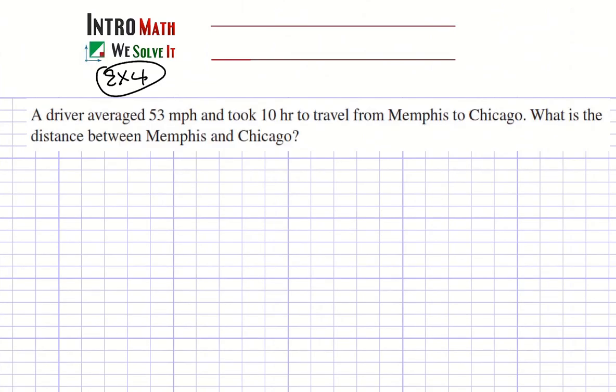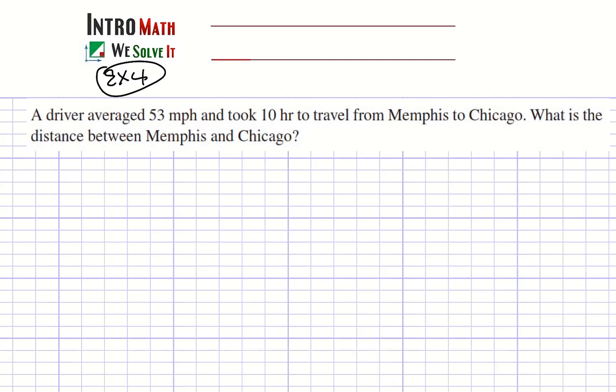This is example 4. I'm going to try to go a little bit faster, okay? It says that a driver averaged 53 miles per hour and took 10 hours to travel from Memphis to Chicago. What is the distance between Memphis and Chicago? Now, of course, if you drive, you should know this. Even if you don't drive, you should know this. When it comes to distance between two places, right?